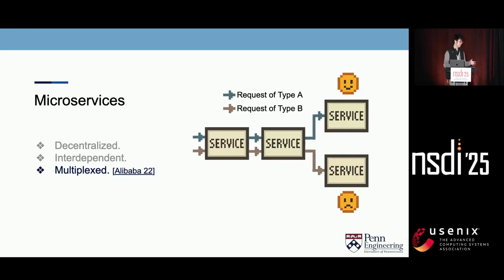According to the Alibaba microservice trace released in 2022, about 90% of the call graphs involve services that are also shared by other call graphs. So each service provides multiple API interfaces that go to different downstreams.